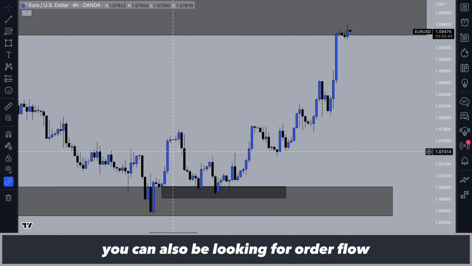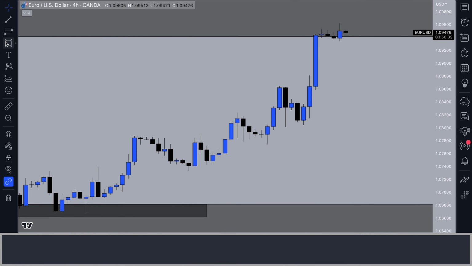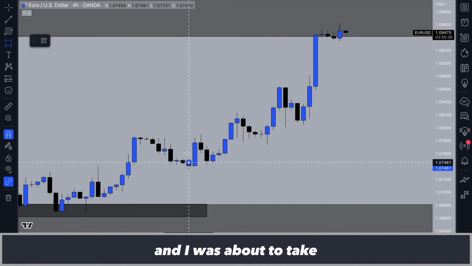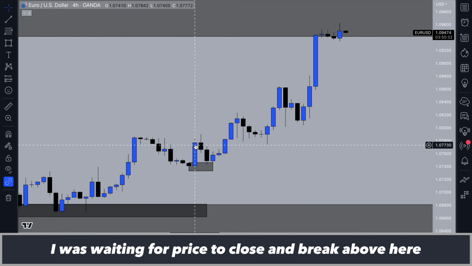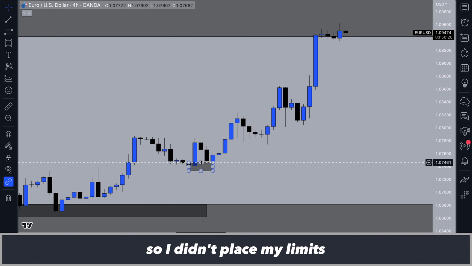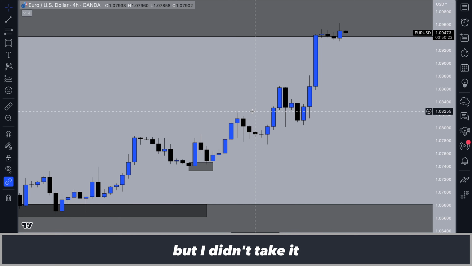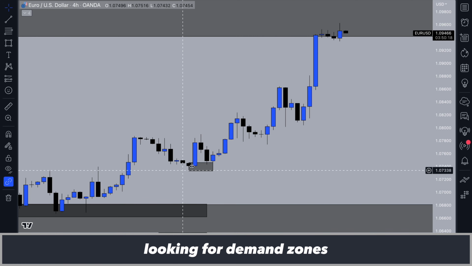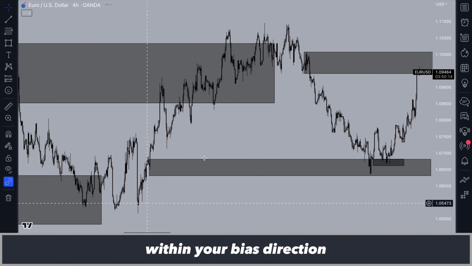So now you're on the 4-hour, you can also be looking for order flow in this direction, and something you could have taken, which is something I was looking at and I was about to take, but it didn't meet my full criteria. I was waiting for price to close and break above here before pulling back, but instead it just wicked and then pulled back, so I didn't place my limits, and it did provide an entry, but I didn't take it. But this is the kind of thing you can be looking for: demand zones within your order flow, within your bias direction.